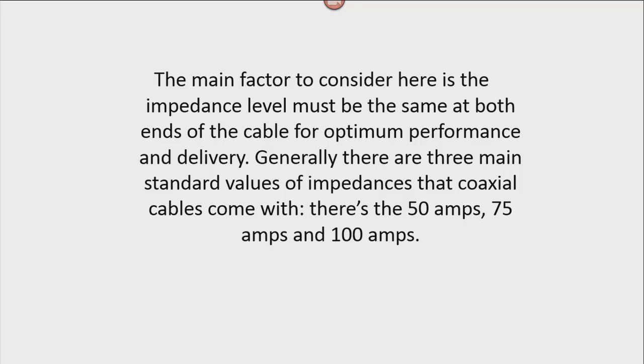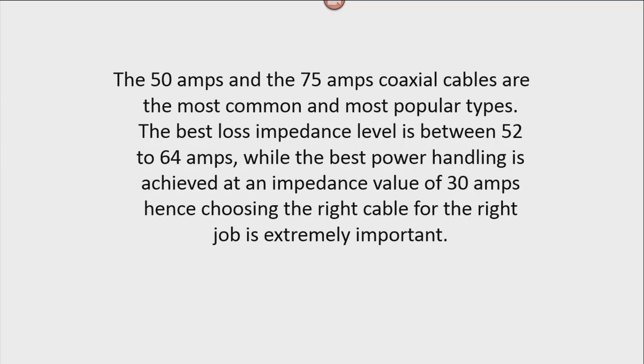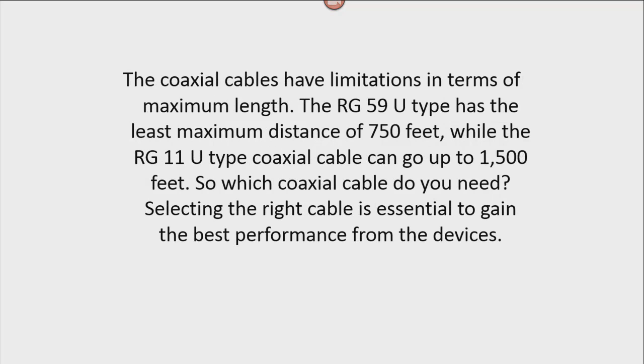Generally, there are three main standard values of impedances that coaxial cables come with. There's the 50 ohms, 75 ohms, and 100 ohms. The 50 ohms and the 75 ohms coax cables are the most common and most popular types. The best loss impedance level is between 52 to 64 ohms, while the best power handling is achieved at an impedance value of 30 ohms. Hence, choosing the right cable for the right job is extremely important.